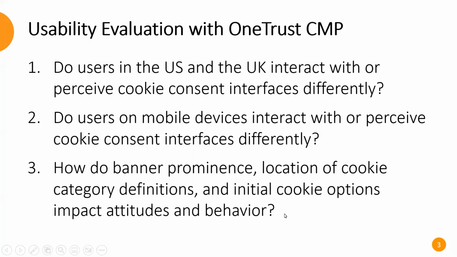And finally, we wanted to look at various design factors such as prominence, location of cookie definitions, and initial cookie options that may impact users' attitudes and behaviors. These have been identified by previous work, but additionally, the location of category definitions is a novel design factor. Because previous work has shown that cookie category terms such as functional cookies and strictly necessary cookies can be confusing to users, we hypothesize that including a way to view the definitions on the initial screen may improve user experience.